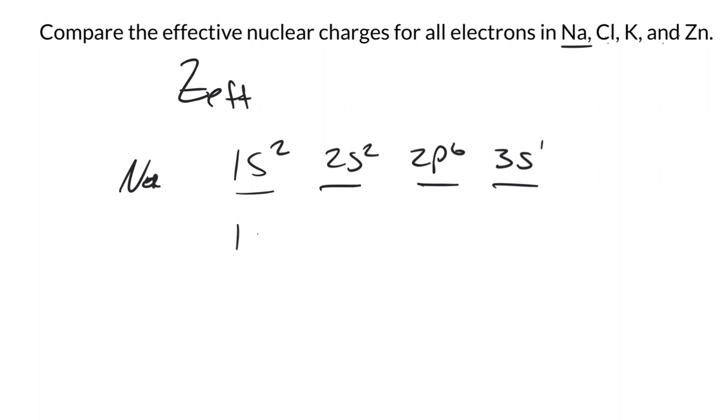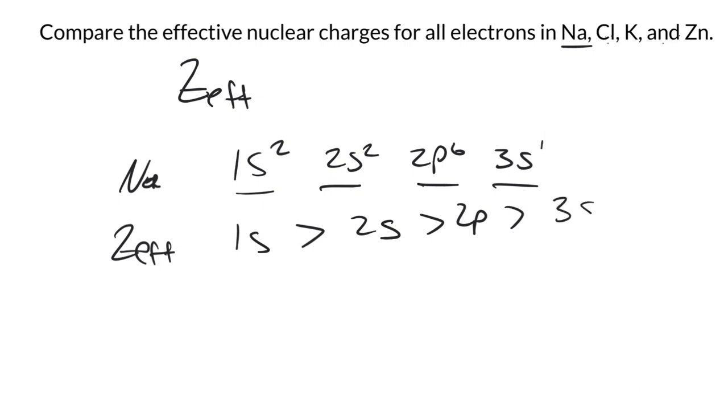So the 1s experiences the highest effective charge, then the 2s the next lowest because it's screened a little bit by the 1s. The 2s screens the 2p a little bit, not by much, but by a tiny fraction, and then those are all screening the 3s electrons, so the outer valence electrons experience overall the lowest effective charge. And then for chlorine, same thing.